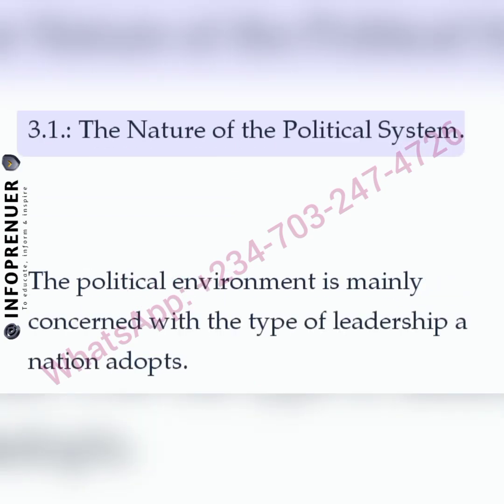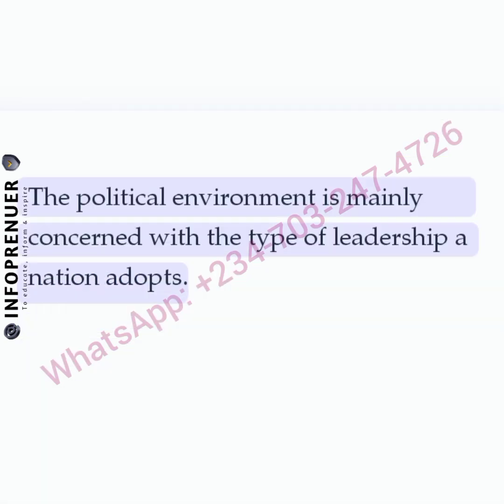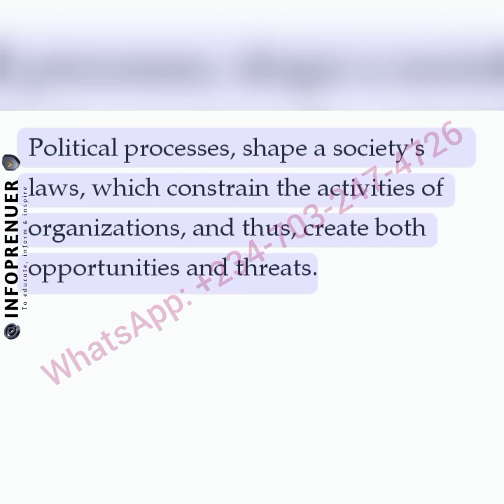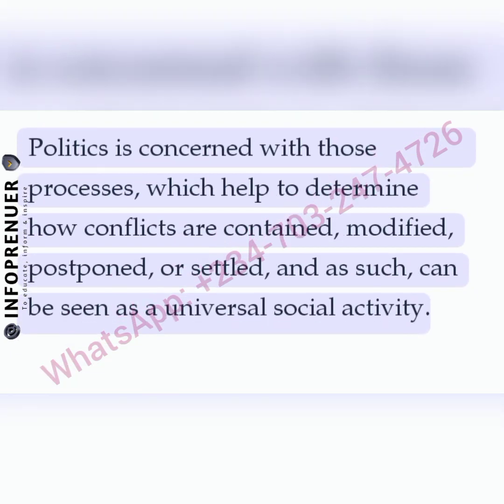3.0, Main Content. 3.1. The nature of the political system. The political environment is mainly concerned with the type of leadership a nation adopts. Political processes shape a society's laws, which constrain the activities of organizations, and thus create both opportunities and threats. Politics is concerned with those processes which help to determine how conflicts are contained, modified, postponed, or settled, and as such can be seen as a universal social activity.